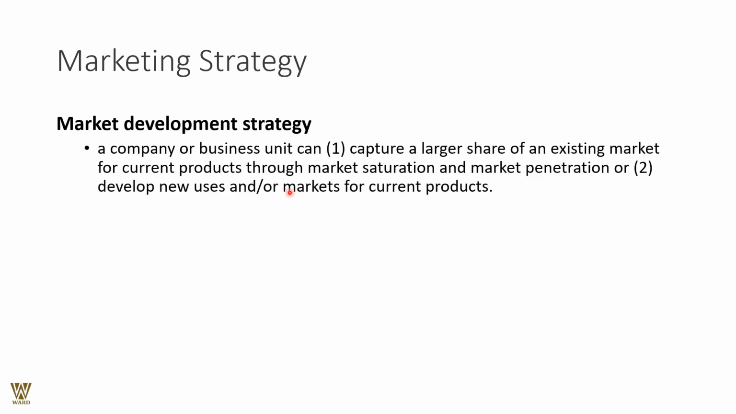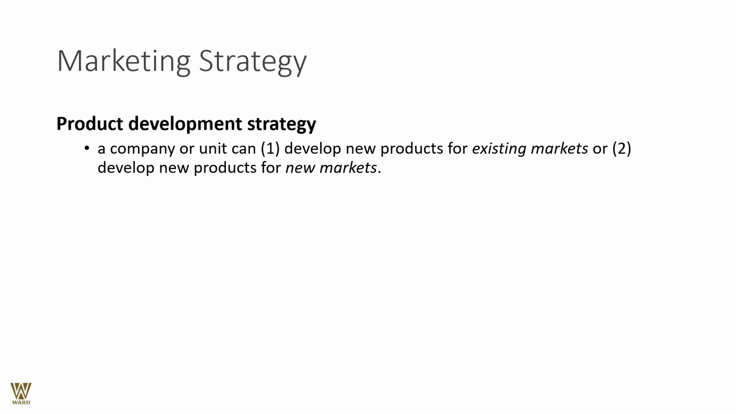So marketing strategies for a company or business unit would, number one, capture a larger share of the market, utilizing the current product through market penetration or saturation. Or number two, develop new uses for the current market, or develop a new market altogether for the current products. It depends upon the situation how we go about the marketing strategy. Remember, we are only discussing functional level strategies here.